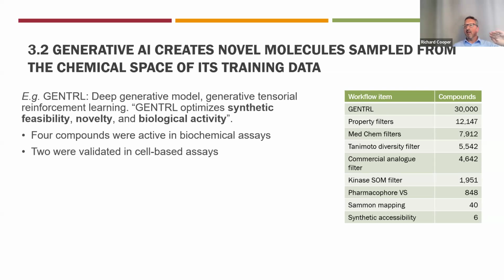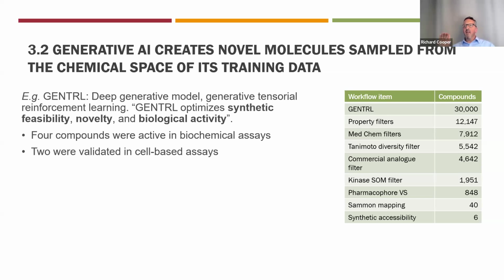Then there's a kinase SOM. I guess that's a self-organizing map filter. I guess that's finding molecules that are likely to target a kinase, and again, a pharmacophore virtual screening. So these 2 steps are bringing us down by another factor of 5, more or less. And we wonder why that's necessary, because in the paper it says GenTRL optimizes for biological activity. So if not for biological activity against the target we're interested in, then what? And then there's some other SOM mapping stage.